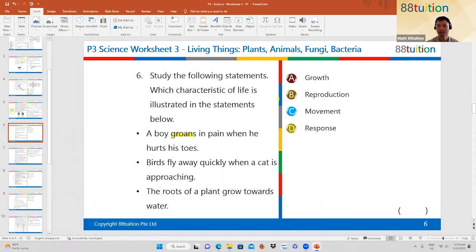What's your answer, Harith? My answer is D. Response. That's right. Okay, all these are reactions. They're reactions of this boy, this bird, and the plant that's growing. These are all examples of reaction. That's why the answer is response. Okay, very good. Next.